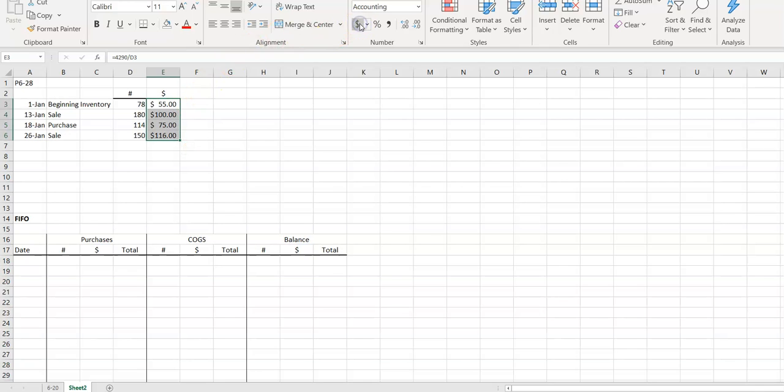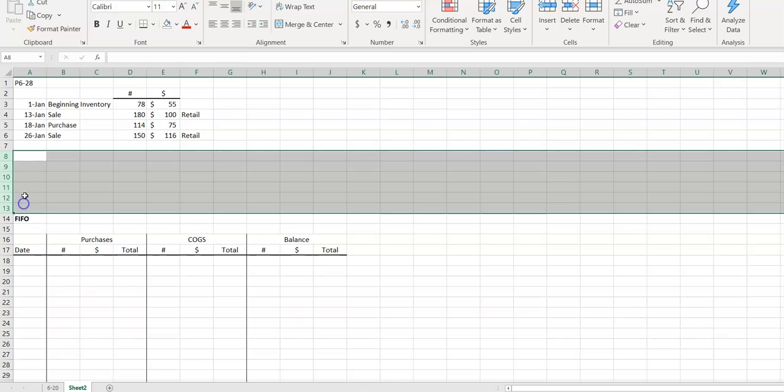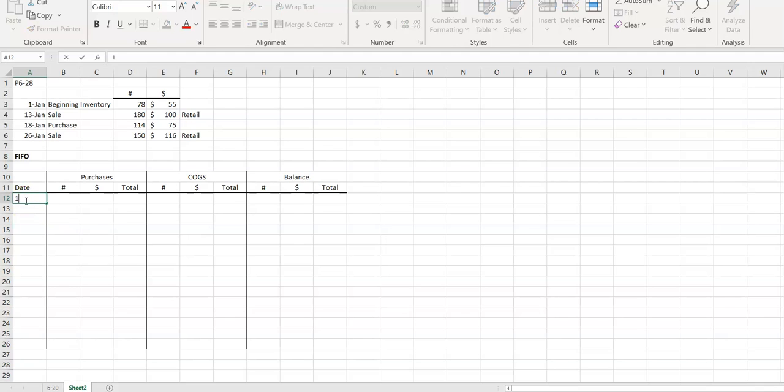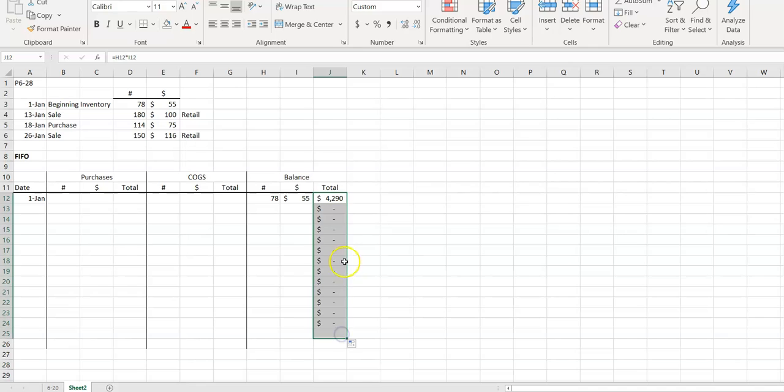Keep in mind that when they tell you the dollar amount for a sale, remember that's the retail price. Now on this one, they're two different prices, so keep that in mind. Okay, let me block off. Let me get rid of this stuff here. All right, so January 1st, we had the beginning balance of 78 units at 55 apiece. I should have gone ahead and done this like I did last time. And then we can just draw a line.